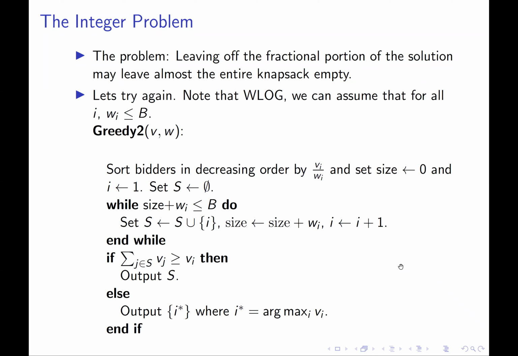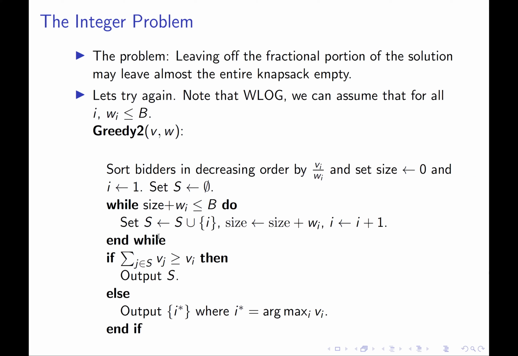Okay, so here's an algorithm, and we'll call it greedy 2 because it's our second attempt. It's going to be very similar. Again, we'll start by sorting the bidders in decreasing order of their value density. And again, we will greedily construct a set of winners. We will iterate over the bidders in order of their value density, and we will add them to our solution if they fit. Okay? And eventually we will get to the first bidder I who doesn't fit into our knapsack, at which point we'll stop trying to construct this part of the solution.